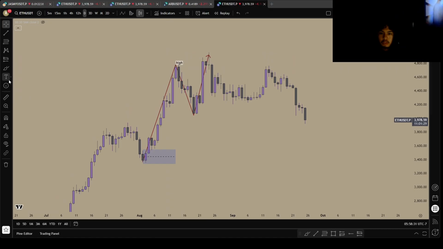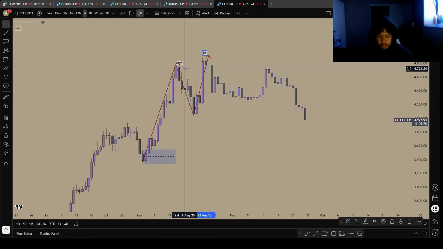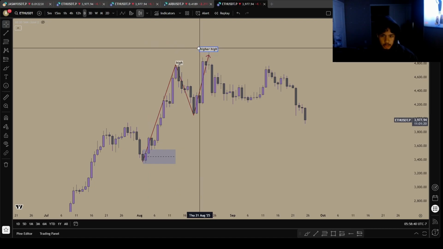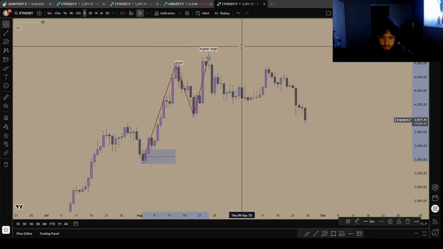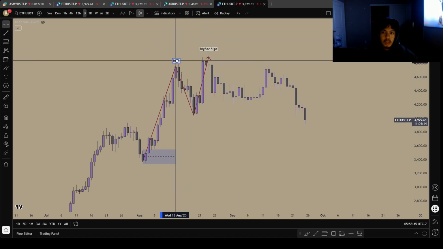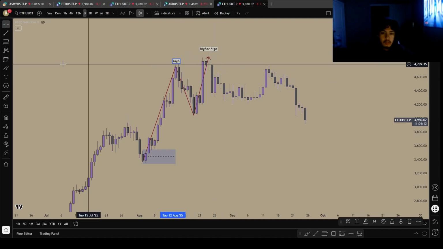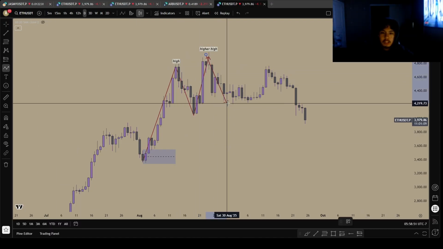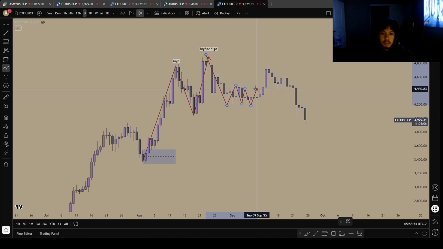I'm gonna label this so you guys understand, but in real time you don't actually have to label this, but you can if you want to be very detailed in your analysis. So right here we have a high, we have a higher high, right? That's indicative of an uptrend, right? And then what happens next? The price pulls back, it forms liquidity.